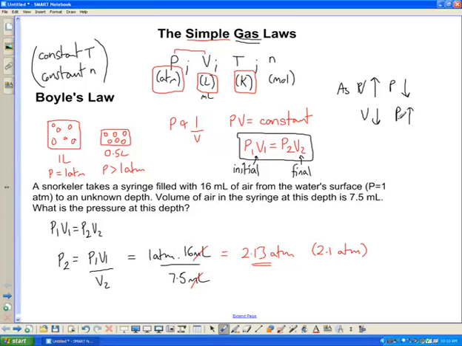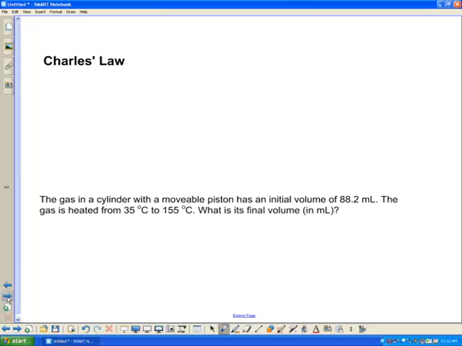As volume goes down, pressure goes up. They're inversely proportional. Alright, so let's go on to the next one. The next one is Charles's law. Charles's law actually relates volume and temperature to each other.